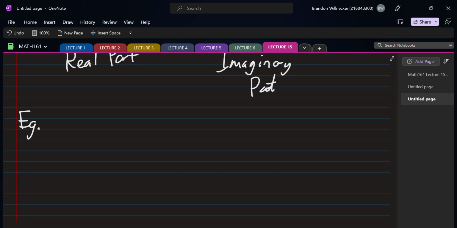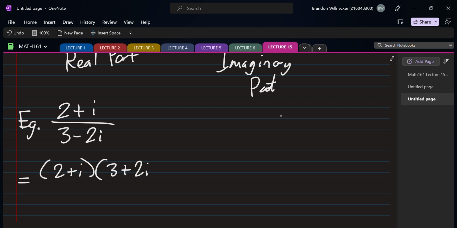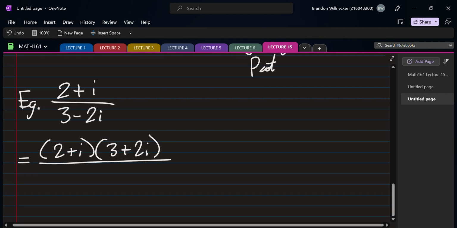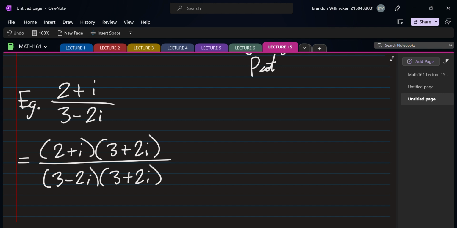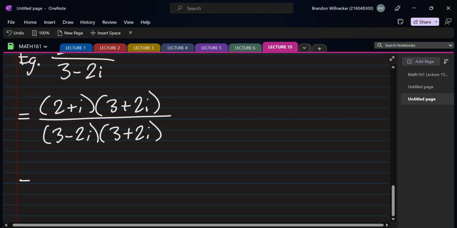Okay, so let's look at two examples with some actual numbers. So let's say we have 2 plus i divided by 3 minus 2i. Now we multiply the top and bottom by the conjugate of the denominator. So it will be 2 plus i times 3 plus 2i. Remember, we take the i and we replace it with minus i. So minus and a minus, that makes a plus. So we have 3 minus 2i, 3 plus 2i. That's the conjugate. Now we just multiply the top and the bottom.